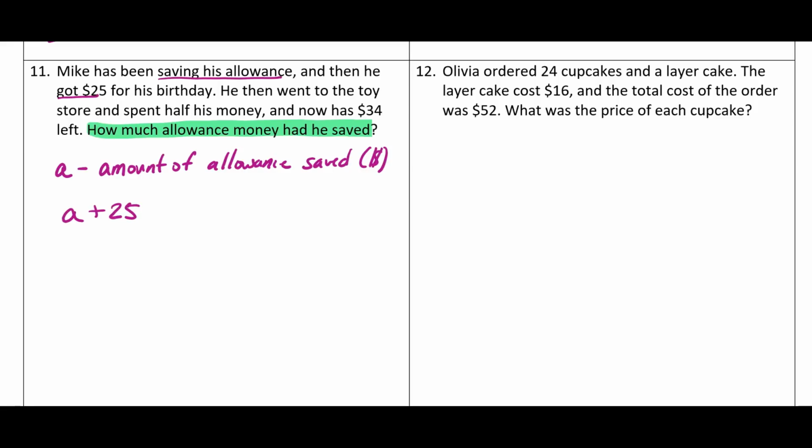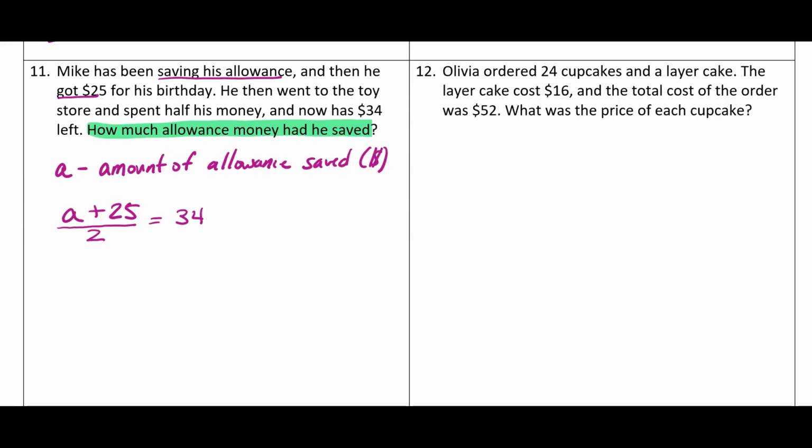He then decided to go to the toy store and he spent half of his money. Now, that's not just half of the 25, that's half of this total amount, whatever A plus 25 is. So what we're going to do is take and divide that whole amount by 2. It says now he has $34 left. So whatever's left, this is going to equal 34. So this is our equation that we've set up.